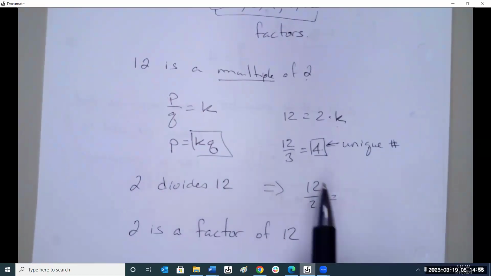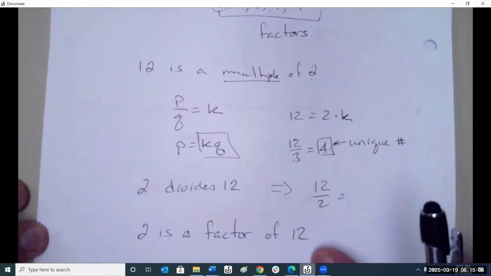Can 12 over 3 equal 6? Can it equal anything other than 4? No. So that's what I'm saying: with division, it's got to be unique. It has to be one and only one number. Let's look at the example.